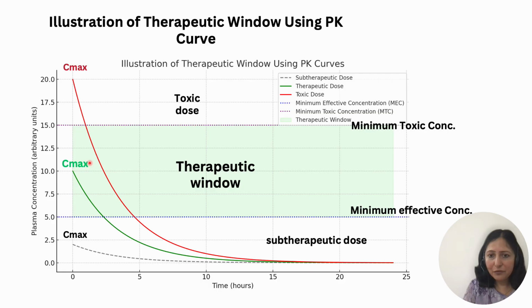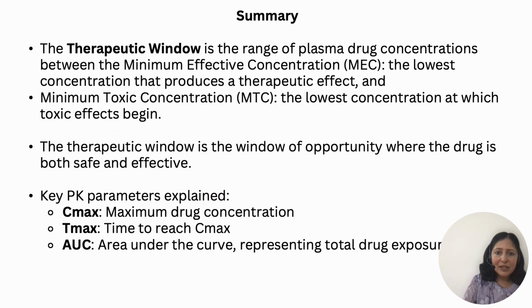In this illustration, we also understand the importance of Cmax, because Cmax helps us optimize the right amount of dose and the right route of administration. To summarize, therapeutic window is the range of plasma drug concentrations between the minimum effective concentration and the minimum toxic concentration. It's a window of opportunity where the drug is both safe and effective.